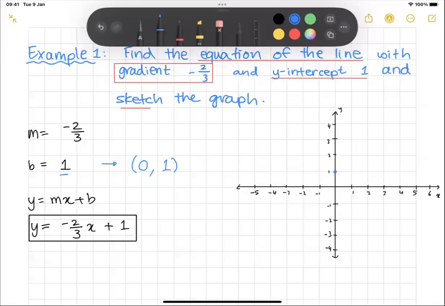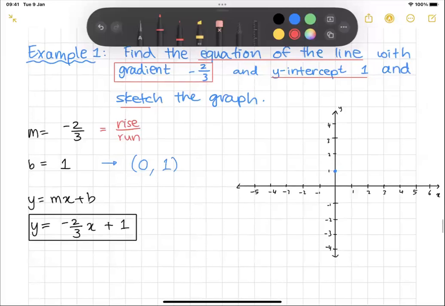I need one more point so that I can then draw a line. Now, your other hint is from your gradient. How do I figure out the gradient, right? One way to figure out the gradient is rise over run. Now, looking at that fraction, -2/3, I can see that my rise is the -2, right? So what I'm going to do is, first up, start off at my y-intercept, which is that blue dot there.